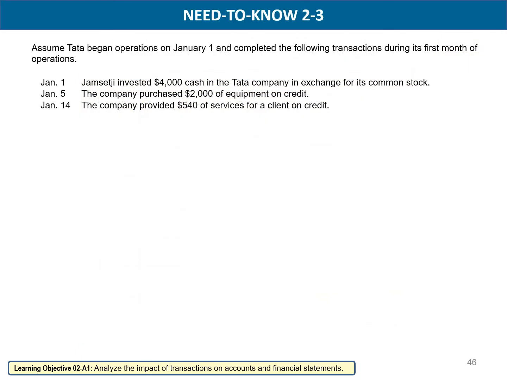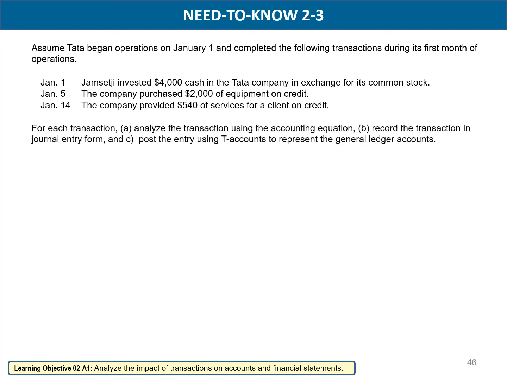Okay, so let's work through an example together and see how you do. Assume Tata began operations on January 1st and completed the following transactions during its first month of operations. On January 1st, James Setti invested $4,000 cash in Tata Company in exchange for common stock. On January 5th, the company purchased $2,000 of equipment on credit. And then on January 14th, the company provided $540 of services for a client on credit.